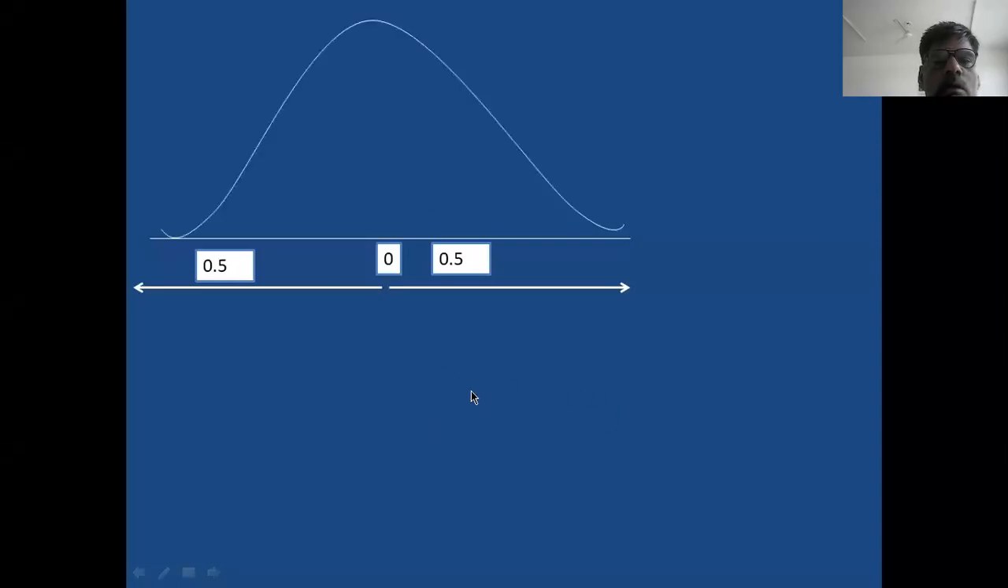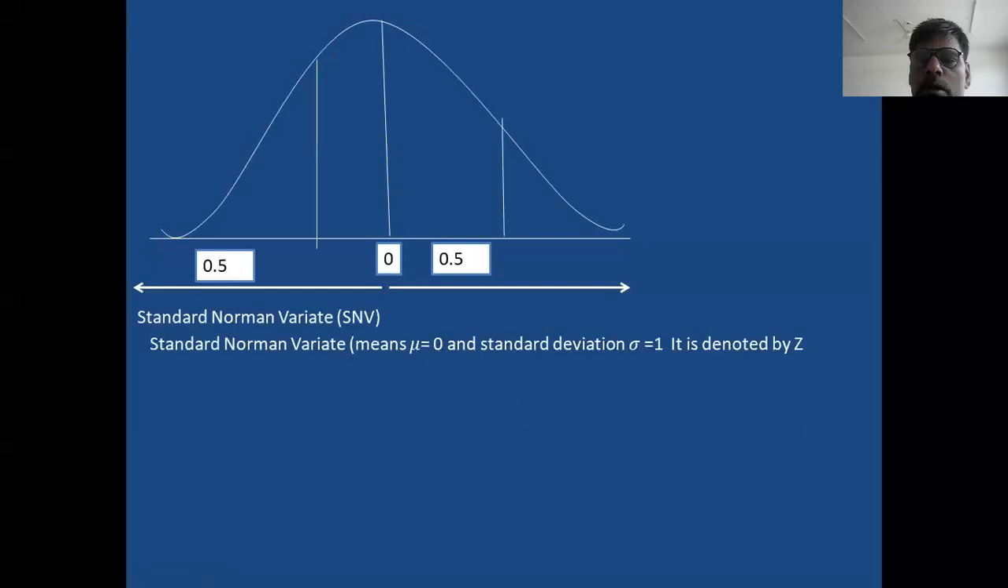I explained the curve. What is the area under the curve? In this bell-shaped curve, the left-hand side is 0.5 and the right-hand side is 0.5. And I explained all these things in the previous class. Next part is standard normal variate. What is standard normal variate?